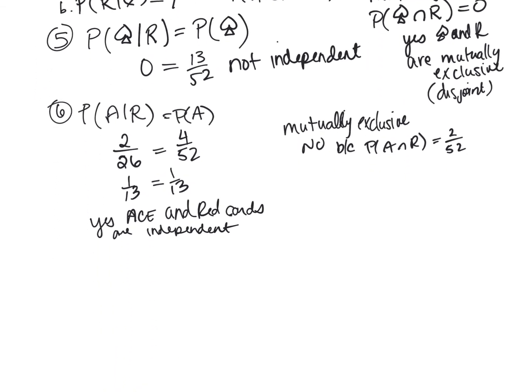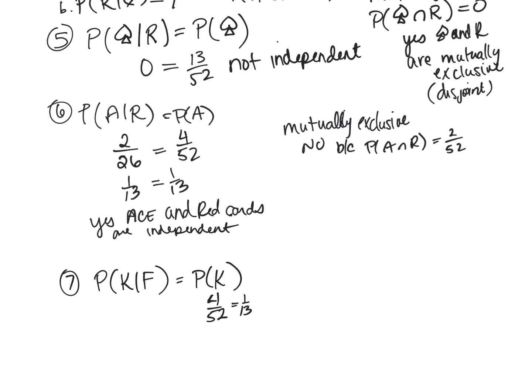What about a face card and a king? That's my last one here. Oops, that's not actually what I'm finding. I want to know if face card and a king are independent. So what's the probability it's a king given it's a face card? And is that equal to the probability of it being a king? Probability of it being a king is 4 out of 52, which is 1 over 13.